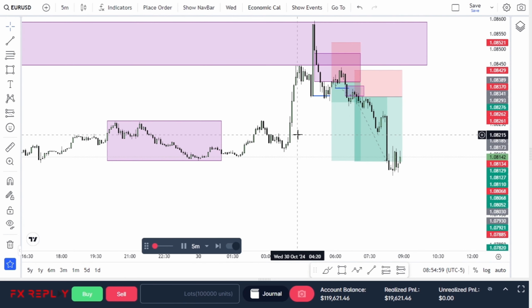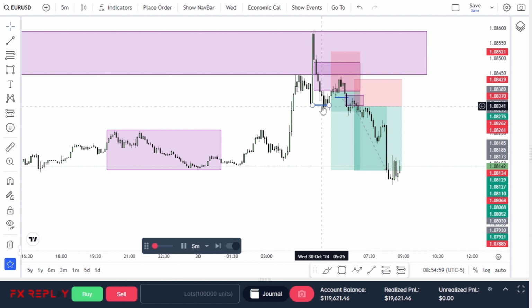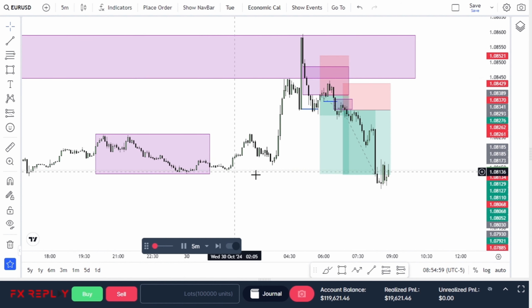You see how price moves. Range in the Asian session, manipulation in the London session, it gives us a market structure shift, price hits any bearish fair value gap, we enter and the target will be the Asian range low. So simple this is. That is all for this lecture.